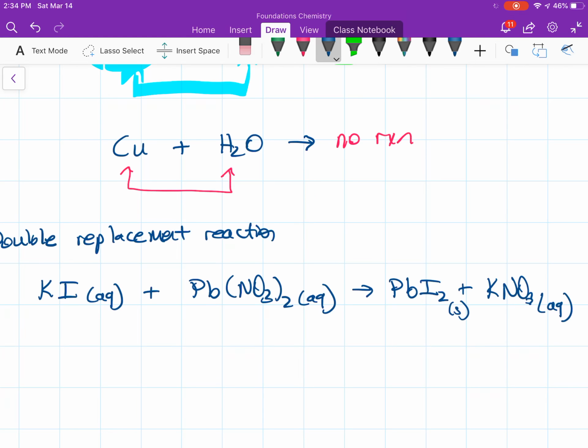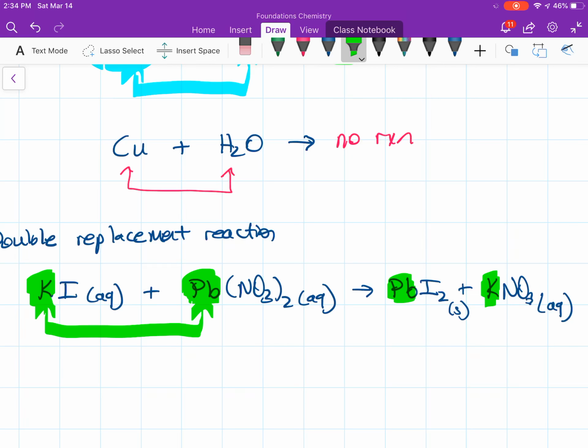Okay, now let's see what happened here. Let's see if we highlight some of these. I'm going to highlight the potassium and the lead. Can you see what happened? Can you see how the potassium and the lead literally just traded places?